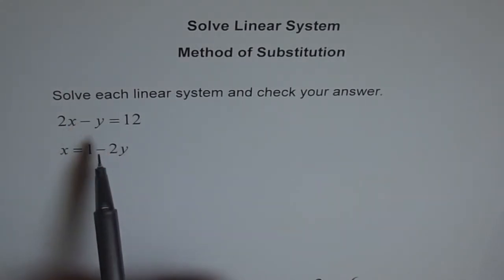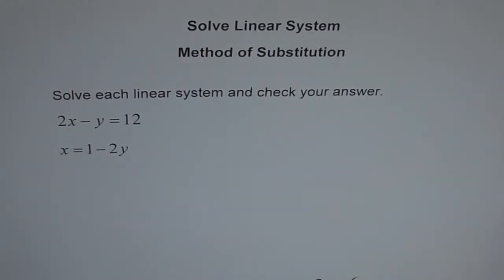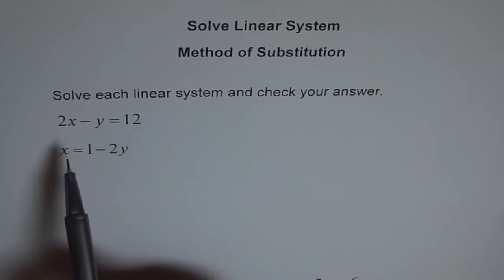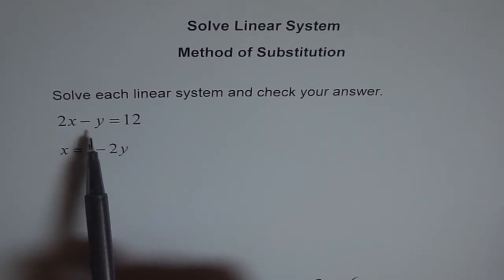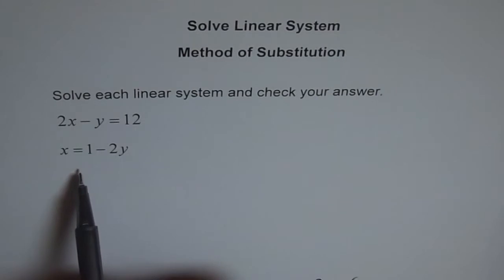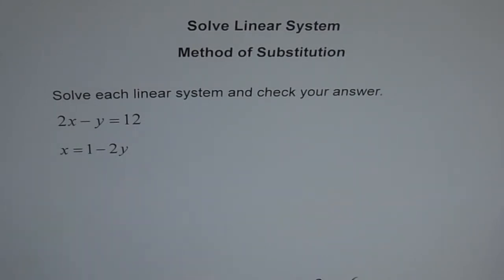I've got only one set here. The other one I've kept as a problem for you. Now here the equations are 2x minus y equals 12 and x equals 1 minus 2y. So when we have two linear equations, they form a linear system.